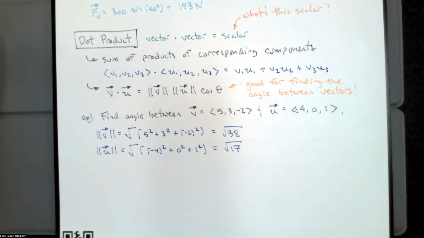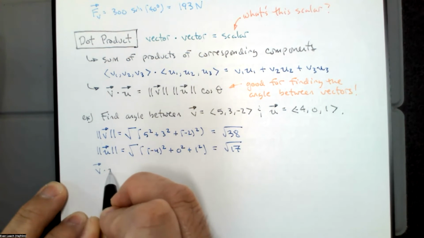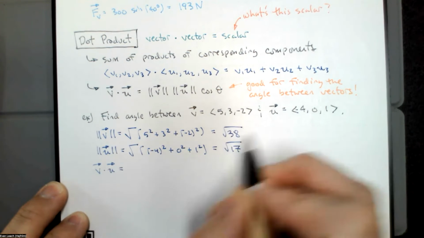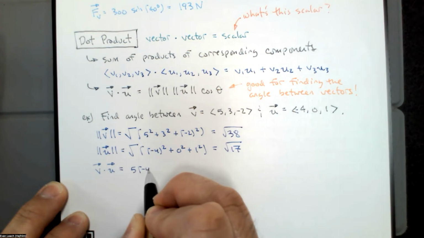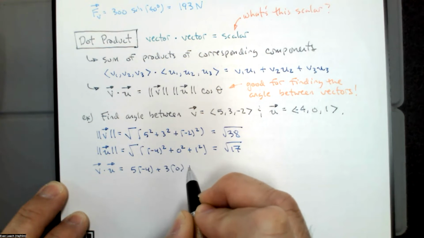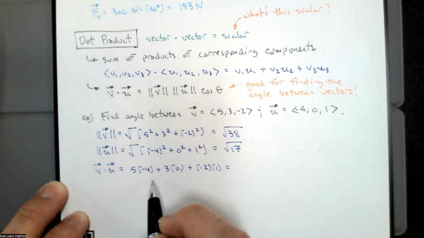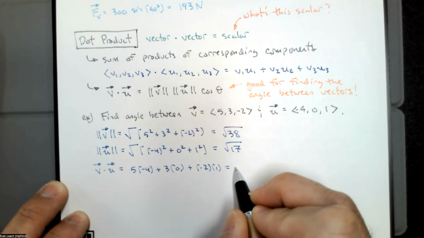And we need the dot product. I just noticed that I think yesterday the -2 was a +2, so I can't use the dot product from yesterday. So let's calculate the dot product. 5 times -4 plus 3 times 0 plus -2 times 1. So -20 minus 2, -22.